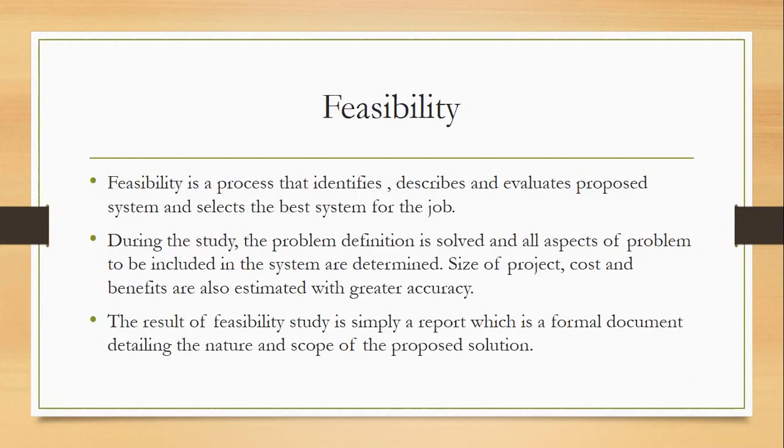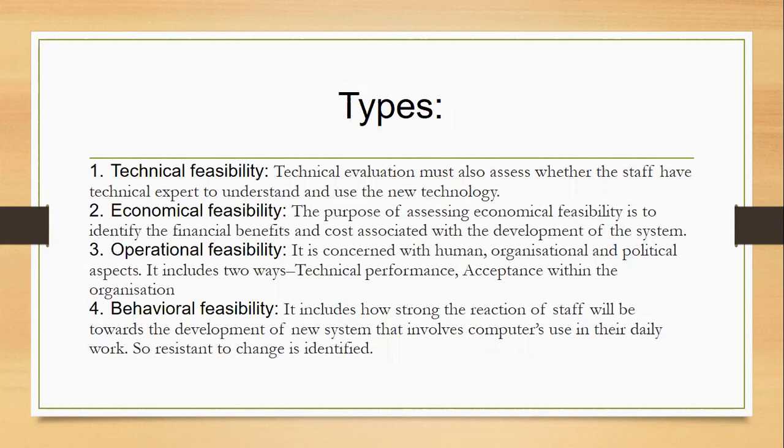There are so many parameters to judge that, for example, cost, the size of a product, and the benefit we are expecting. These are the parameters to judge whether the project is feasible or not, or we can say whether the job is feasible or not. The result of a feasibility study is simply a report, a formal document that contains all the solutions and the scope of the proposed solution.